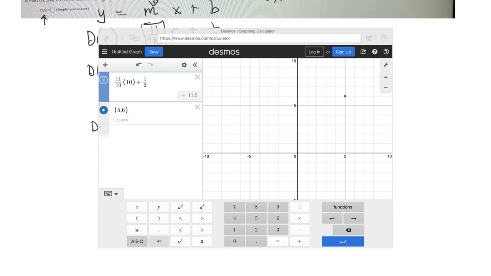Then they want 25. So let's delete the 10 and put in a 25. And there, 28. So if they're going 25 miles an hour, it'll take them 28 feet to stop. All right, hopefully that helps you with that question.